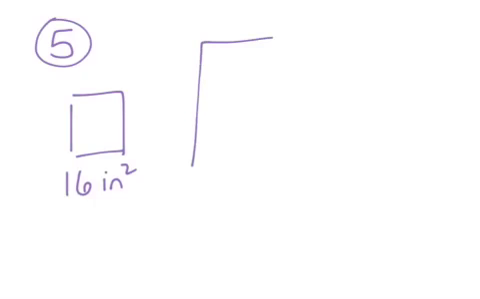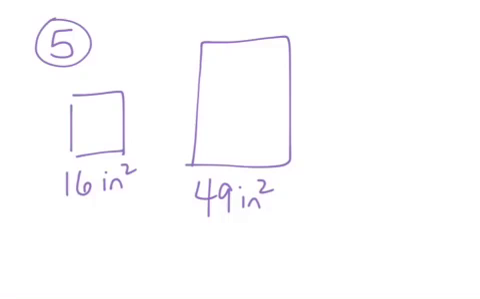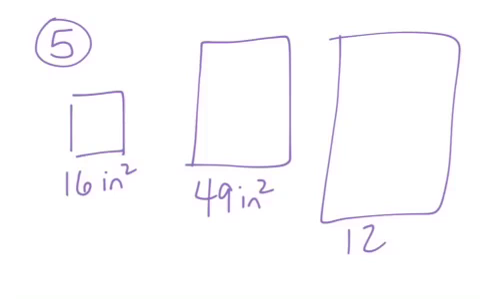Number 5, in a house there are 3 different size tiles that a homeowner can use. One square tile is 16 inches squared. Another one is 49 inches squared. And another one is 121 inches squared. What is the difference in the lengths of the smallest tile and the largest tile?